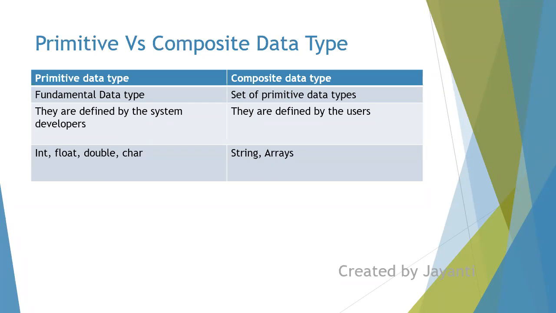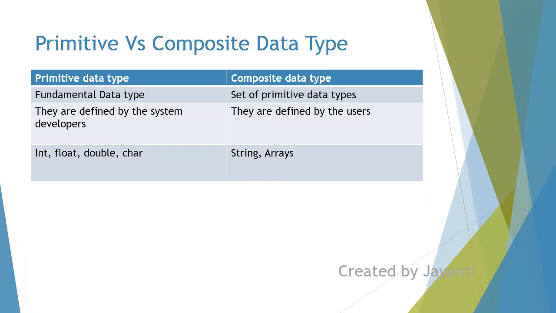Examples are int, float, double, char, boolean. So these are primitive data types. What about composite data types? Composite data types consist of a set of primitive data types, meaning you can have a mixture of fundamental data types. Examples are String.